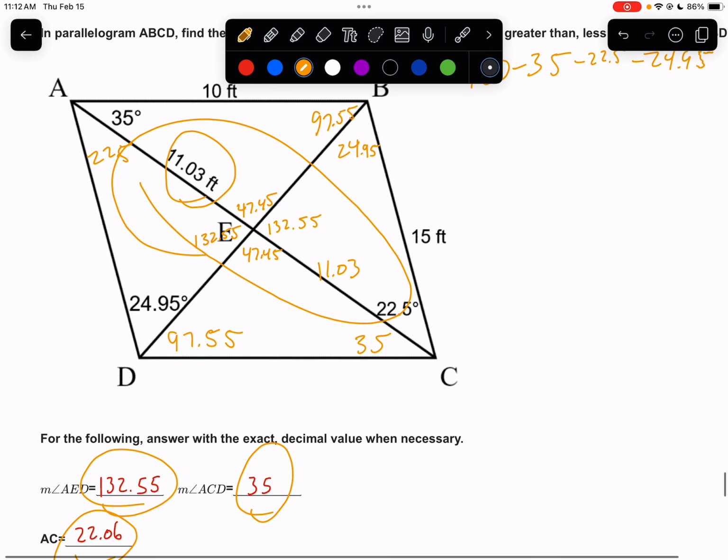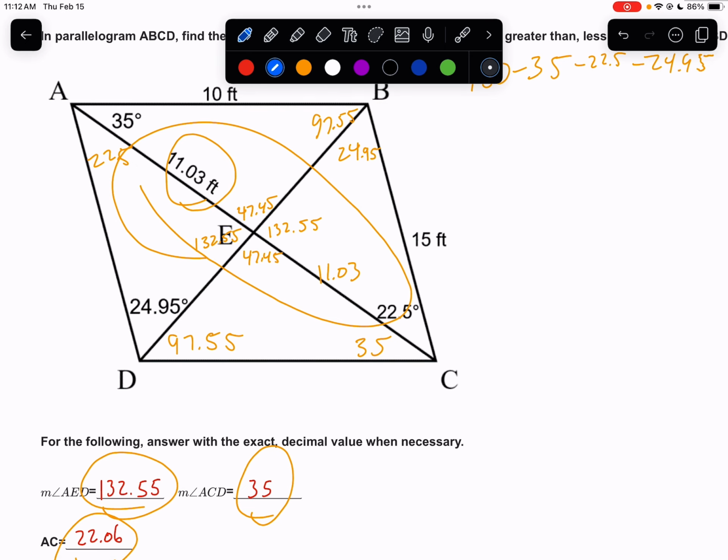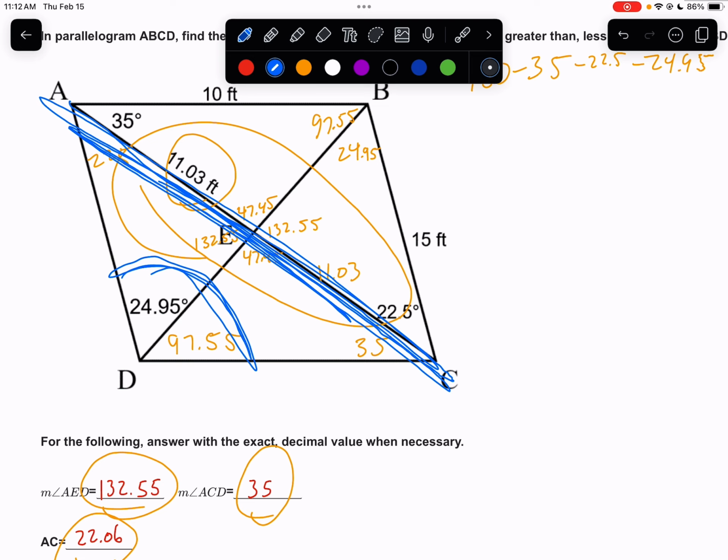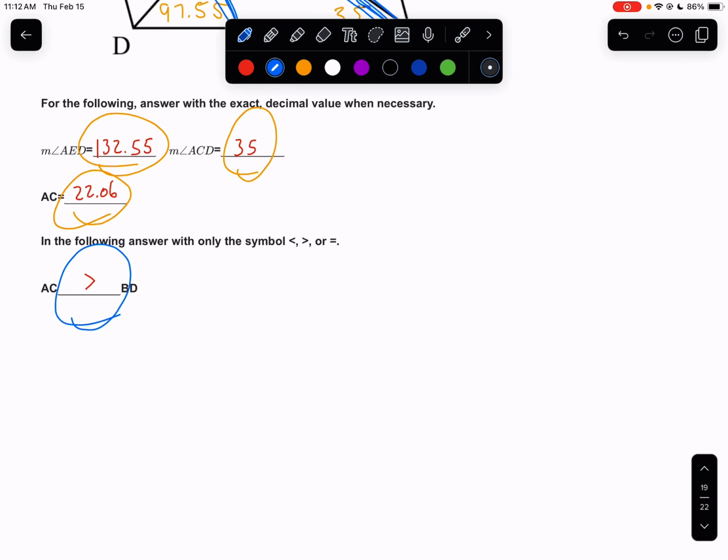And then what's bigger? Which diagonal? Well, we talked about this. The bigger corner, they won't always be drawn correctly, but they are this time. The bigger corner opens up to the longer diagonal. If it's a wider angle, it's going to have a longer side. So that's the situation there.